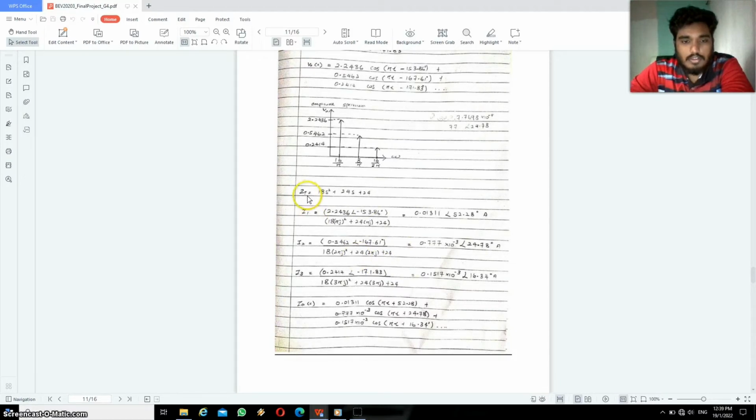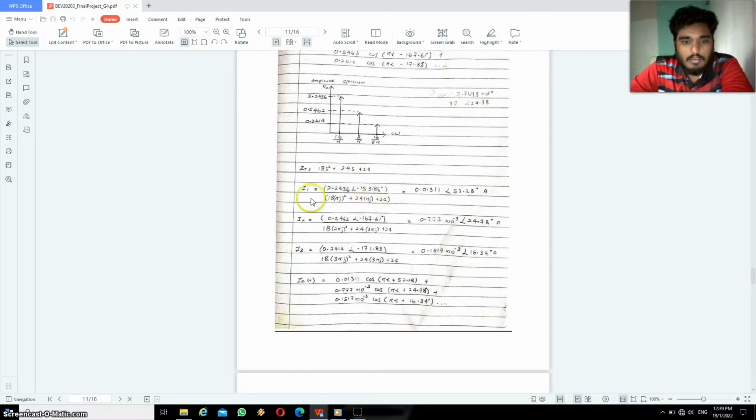We use the total impedance 18s² + 24s + 24. We find the current I1, which will be 0.01311 angle 52.28 ampere. And then for I2, it is 0.777 times 10 to the power of negative 3 angle 24.78 ampere. And then for I3, we will get 0.1517 times 10 to the power of negative 3, angle 16.34 degrees ampere.